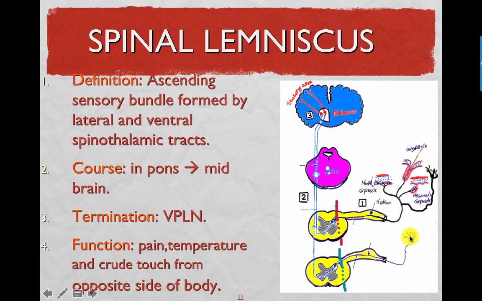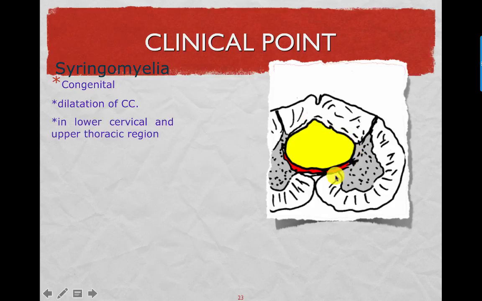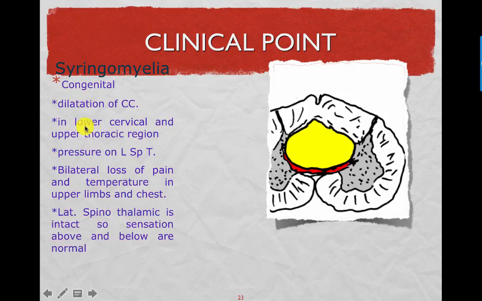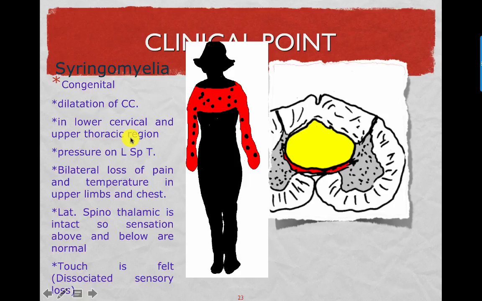This is the pain and this is the crude touch from the receptors, and this is from the free nerve endings from the opposite side of the body. Clinical point: syringomyelia. Syringomyelia is a congenital disease in which there is a dilatation of the central canal in a certain area, not in all the spinal cord, in the lower cervical and upper thoracic region. It is common in the female.